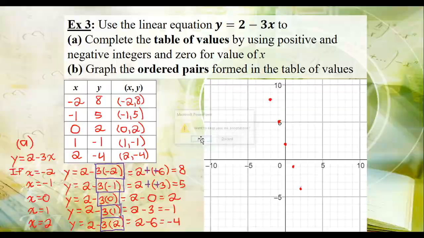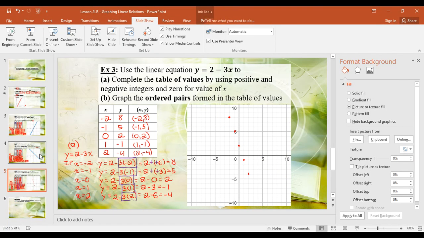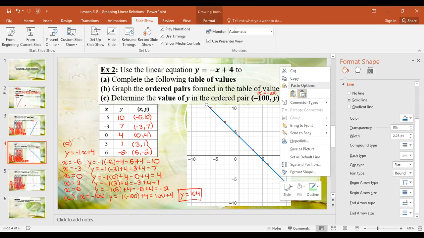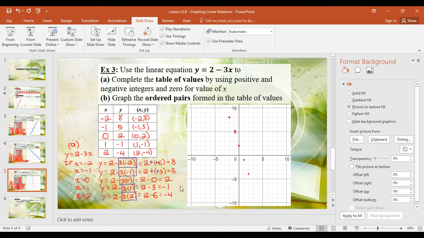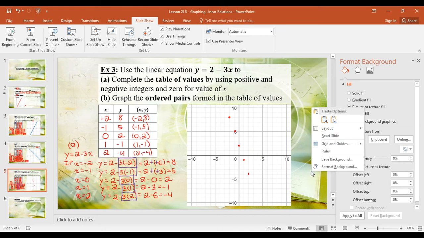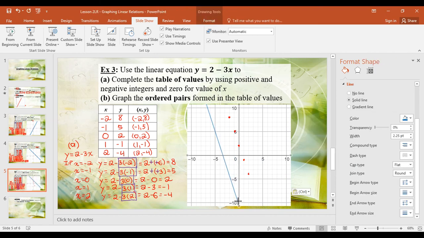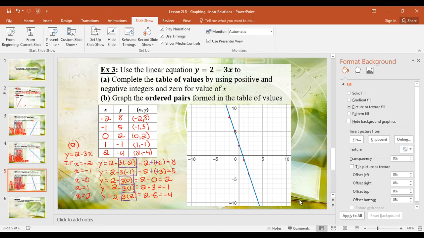So I'll just exit here and I'll copy that shape again. So let's copy this line. Okay, and then let's paste it here and see if I can get that line to go through all these points. I'm going to have to change the slope or the steepness of the line. Okay, and then, yeah, that's looking pretty good. Again, much easier for you to do if you just use a ruler. You don't have to try to manipulate a shape in PowerPoint to actually get it to do it. So yeah, it is a linear relation because you can fit a straight line through it.